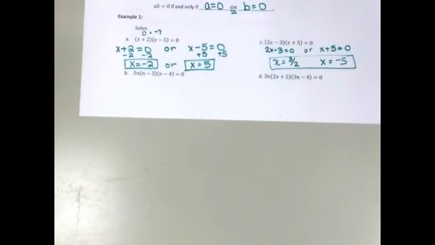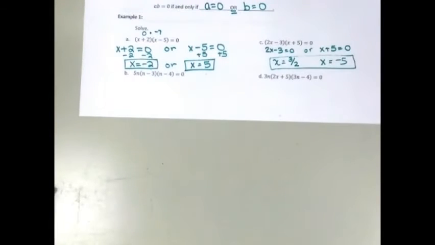Okay. Now, let's look at B and D. What's different about B and D here? They have a GCF, right? A number in front. So here's my question. How many n's are actually here? 3. So how many possible answers am I going to have? I'm going to have 3, okay?